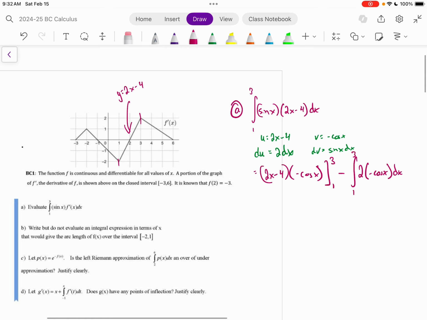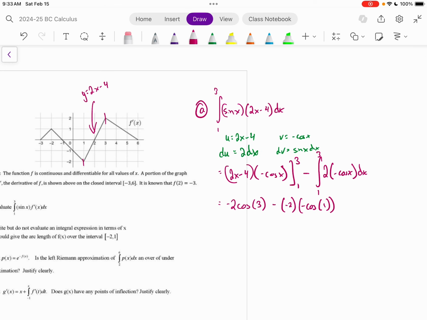Well, this first part we can just evaluate. So when x is 3, this is going to be negative 2 cosine 3, that's 3 radians. And then we're going to have minus negative 2 negative cosine 1. God, there's a lot of negatives here, a lot of negatives to keep track of. And then over here, this is just going to be plus, these two become a plus.